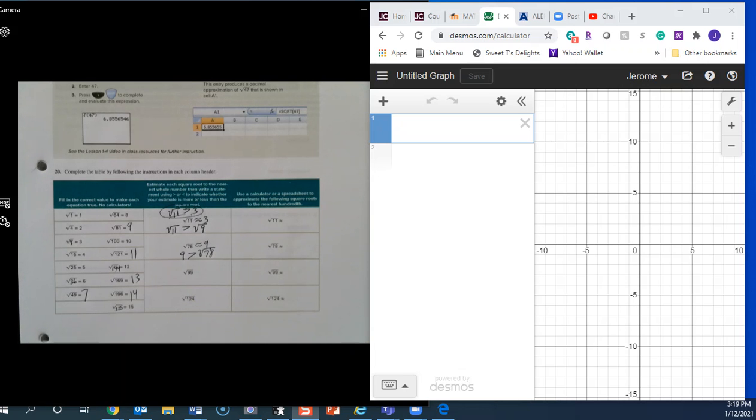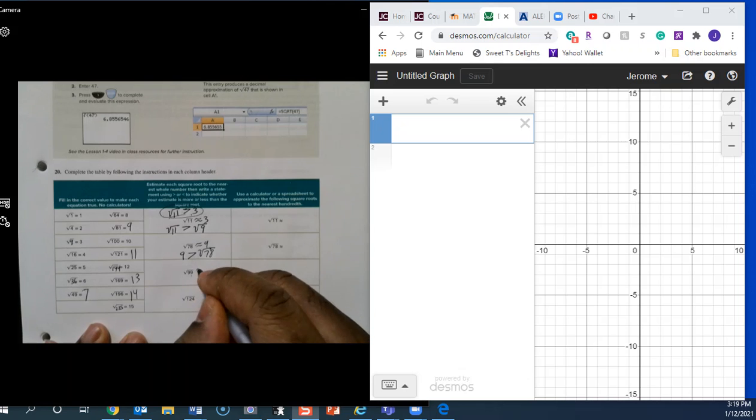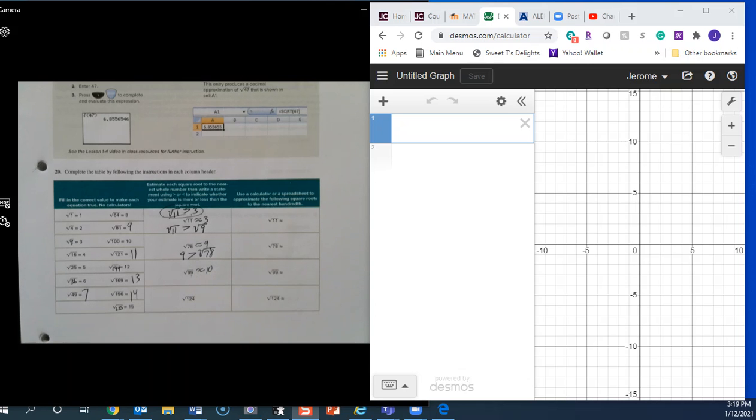Now we go here to the square root of 99. We know the square root of 99 is real close to 100. So it'll be approximately 10. So we would say the square root of 99 is less than 10. Now the square root of 124 is very, very close to the square root of 121. So it's approximately 11. So the square root of 124 is greater than 11. Does everyone follow that?